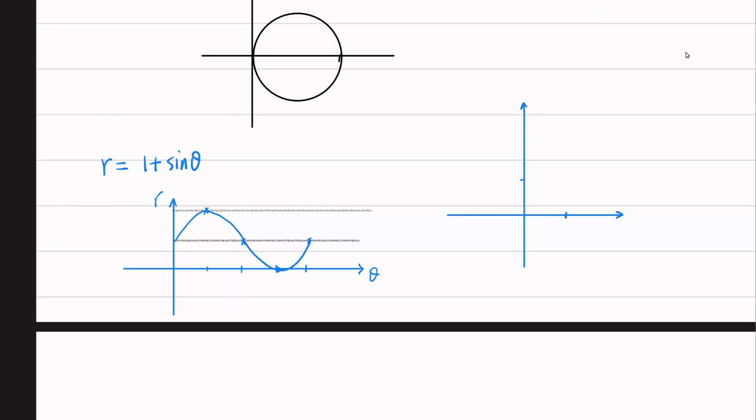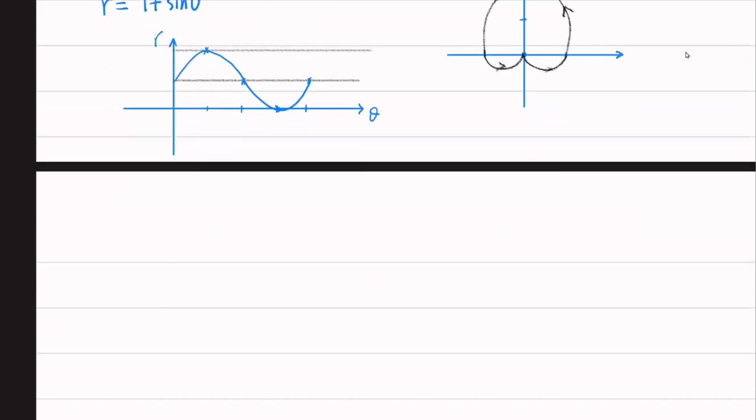One, two, 1, 0. So the curve will go from here, grows, rises, 0. Okay, so we go over this quickly. I've seen it before.